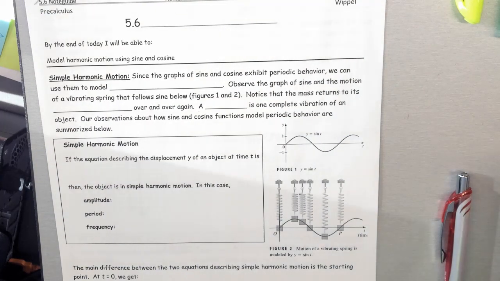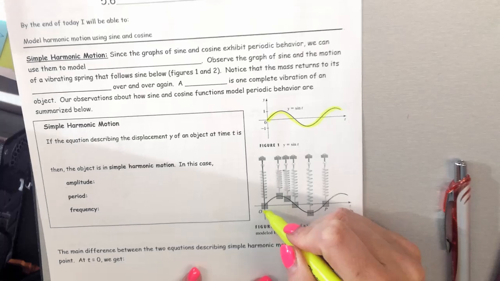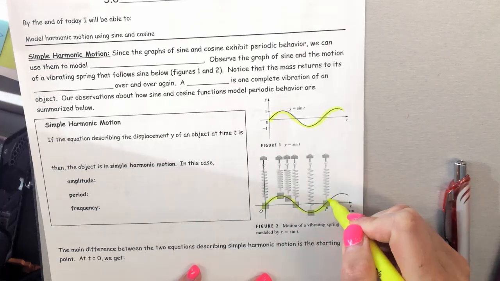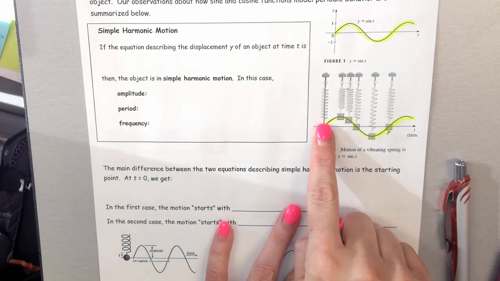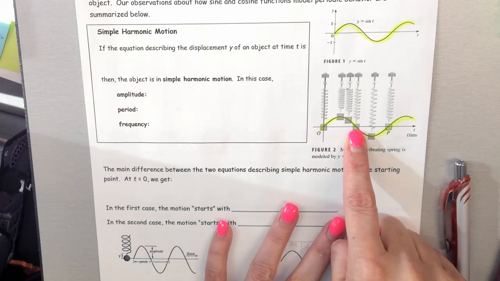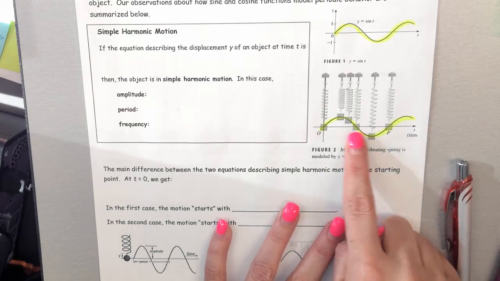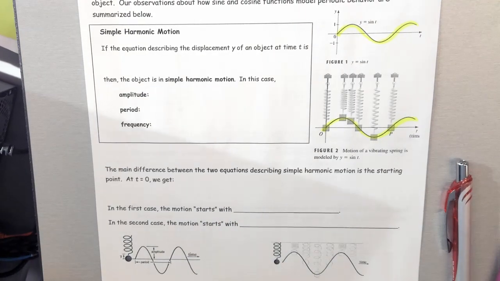Okay, so here you have your sine curve, and this is showing you how the spring follows that curve. This is the original position at 0. And notice it returns to that original position here and here. So the spring is being stretched and compressed.